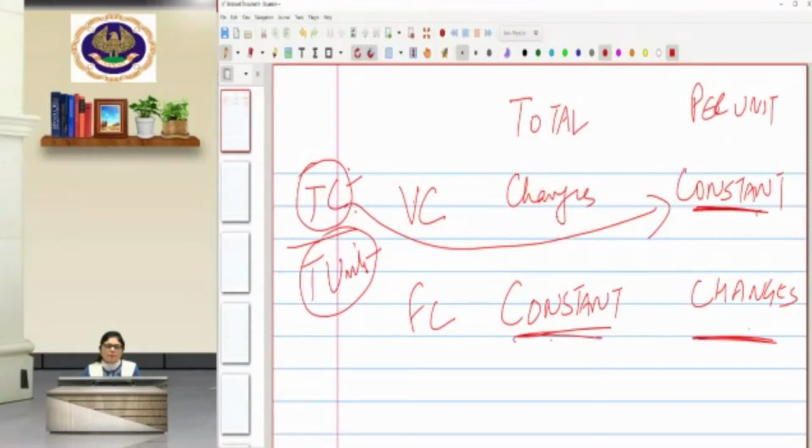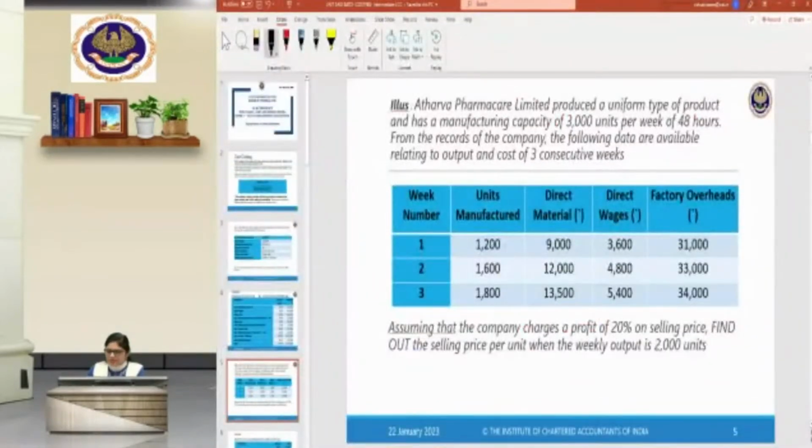All right, because total units keep on changing, but fixed cost remains the same. So in fixed cost, total cost does not change, but total units keep on changing. So per unit changes. All right. So you need to understand this here.